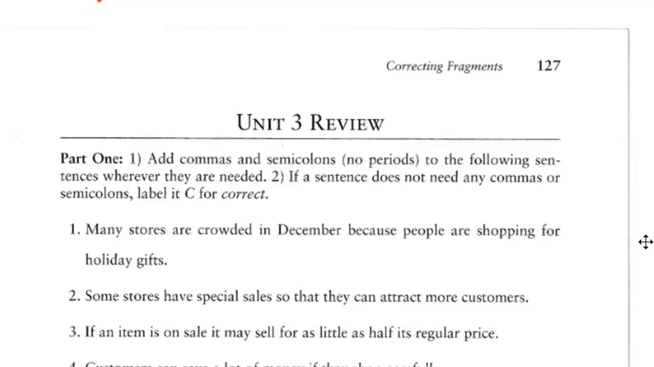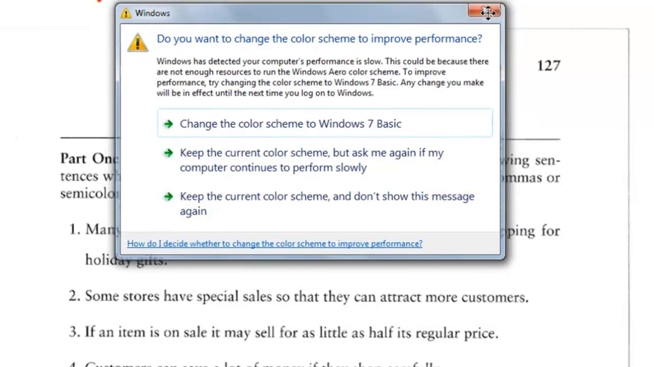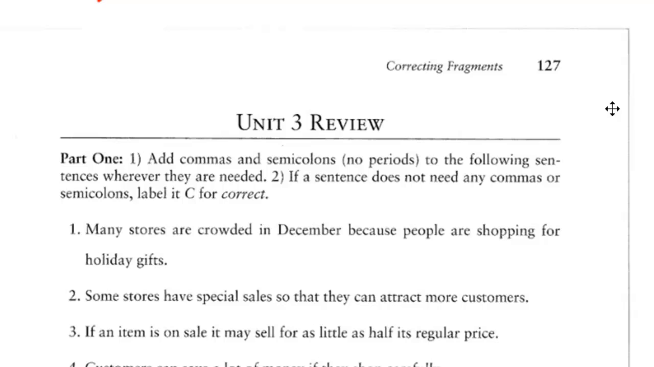As I look at these ones in part 1 of the Unit 3 review, the first thing that I want to be thinking about is, what are the pieces? What are the pieces that I have in my sentence? So on this first sentence, many stores are crowded in December because people are shopping for holiday gifts. I have kind of a break after December, and up to December I have a clause because I have are crowded as my verb and stores as my subject.